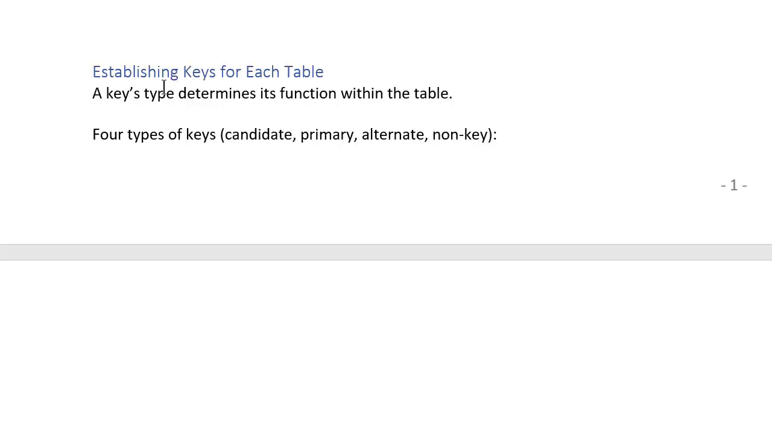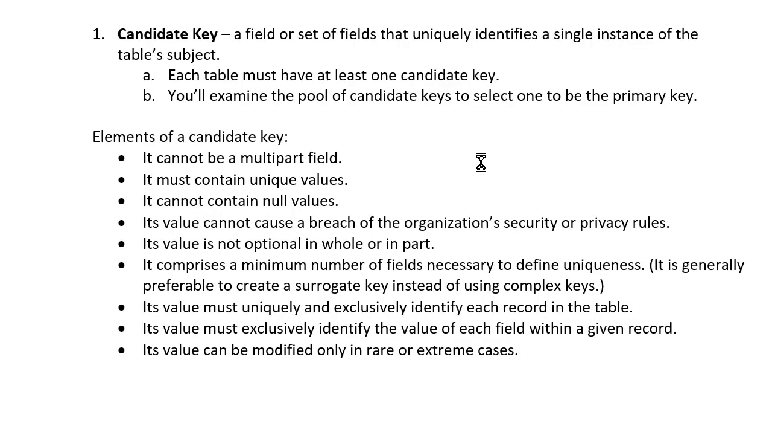When we look at the keys we need to establish for each table, each key type determines its function within the table. There are four types of keys that we're going to talk about when you're coming up with your primary key: candidate keys, primary keys, alternate keys, and non-keys. Before you select a primary key, you need to identify what keys, meaning fields or a combination of fields, will make a good primary key.